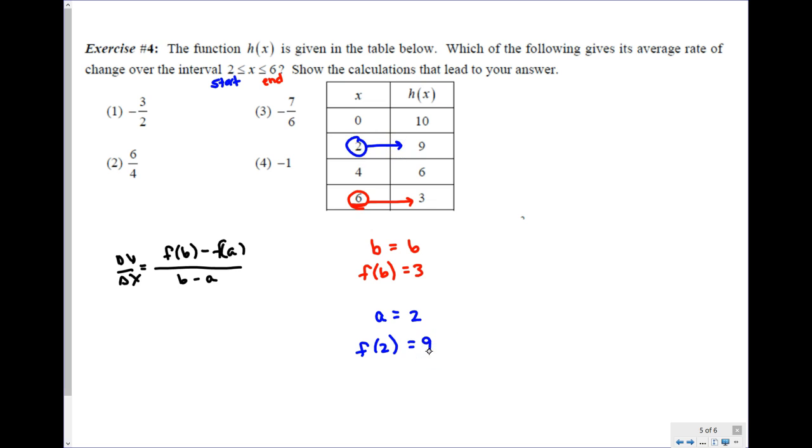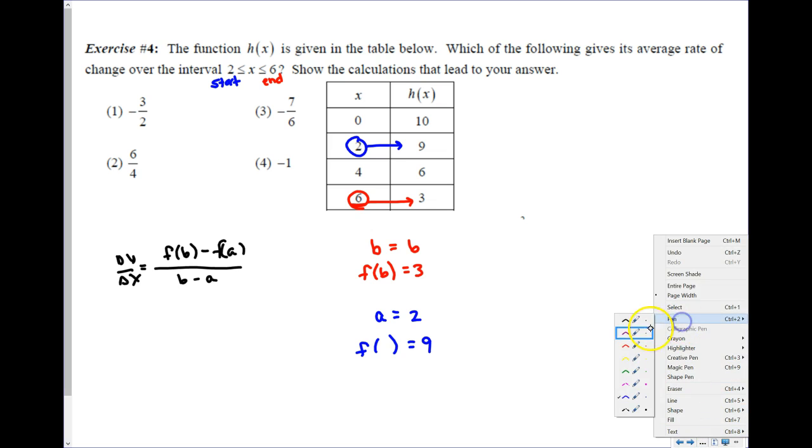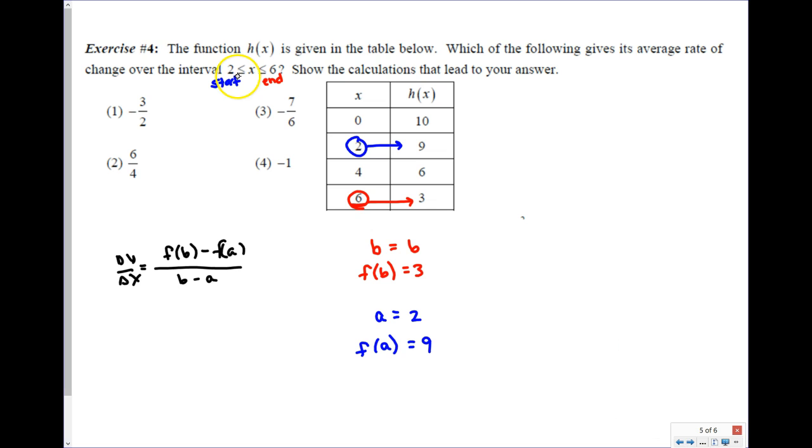Okay, so now I know what all of my things are to plug in. Another way to think about this is, you know that you have x between 2 and 6, so you can think of this as like the point 6, 3. This is like saying my x value, and this is like saying my y value. Same thing for the blue. This is like saying your x, and this is like saying your y. So this is like the point 2, 9, which is here. 2, 9 and 6, 3 is another way to think about it.